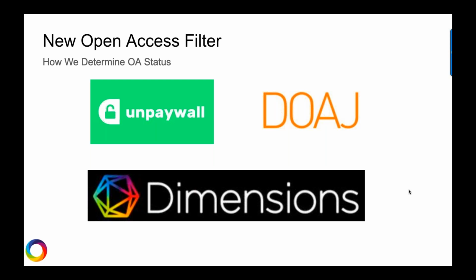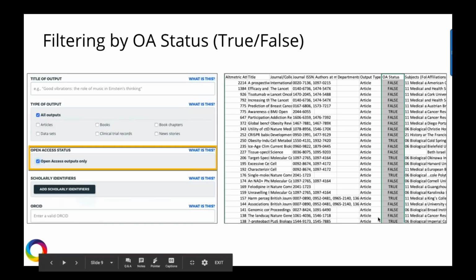In Dimensions, it's actually a little bit more granular. We do things like gold, bronze, green, whether it's submitted, accepted, or published. In the Altmetric Explorer, we provide just simply the true or false statement. Is this open access or is it not? So those are the three sources that we've used in order to determine open access status out there. And again, fairly simple to do.